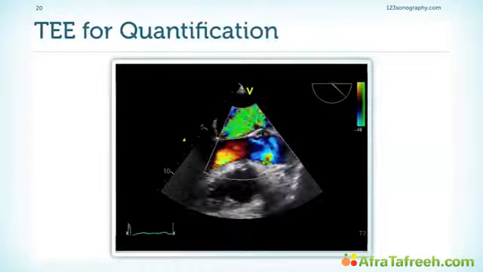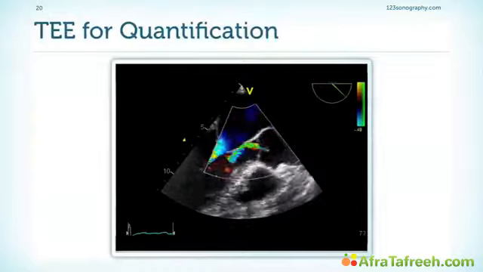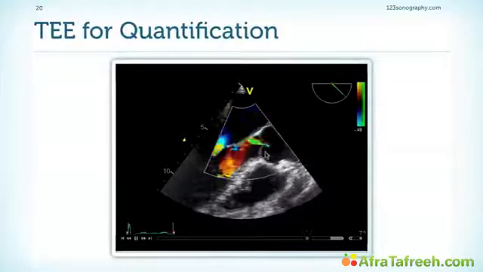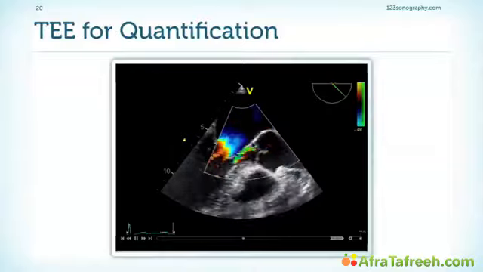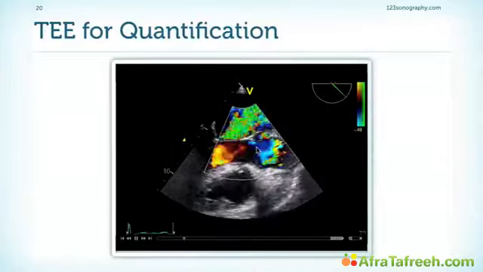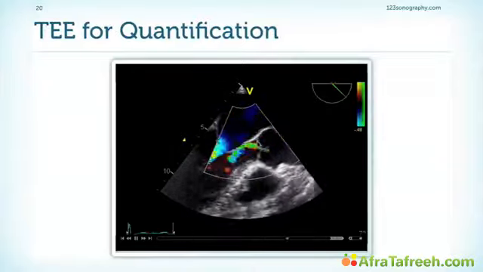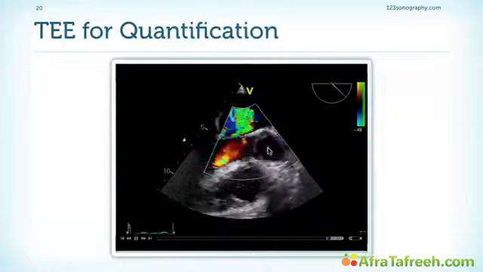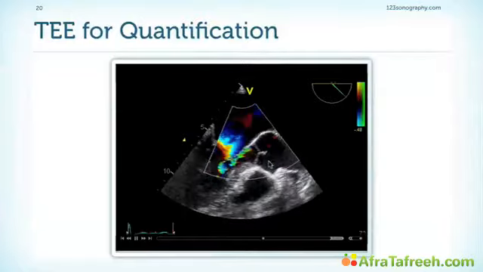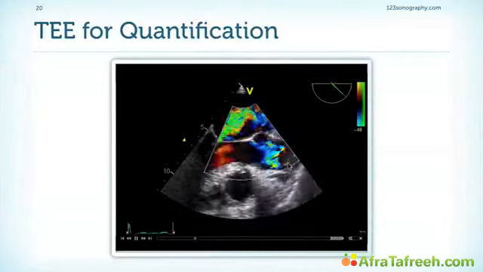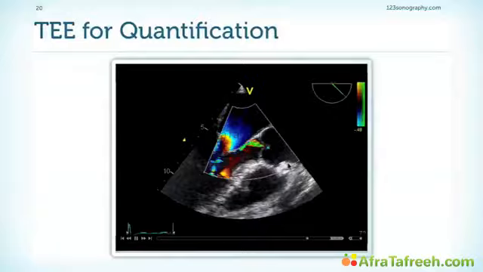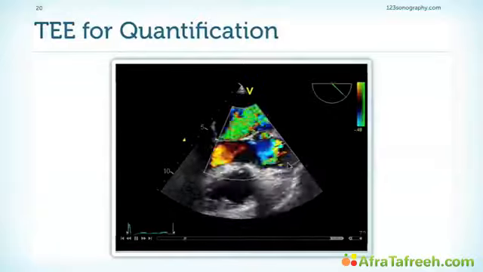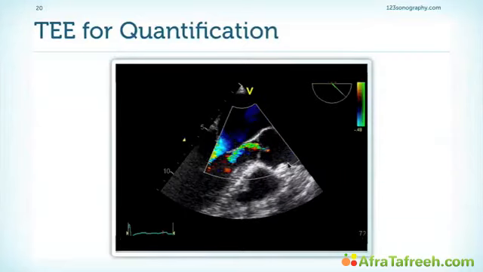How helpful is transesophageal echocardiography? This is a very nice image where you see the aortic regurgitant jet, which is pointed towards the anterior leaflet and which actually moves this direction with the opening of the mitral valve. You can see the flow convergence zone here again and the vena contracta. Now those images are very good and of course very helpful, but TEE is not always necessary to quantify aortic regurgitation, and there are a number of limitations.